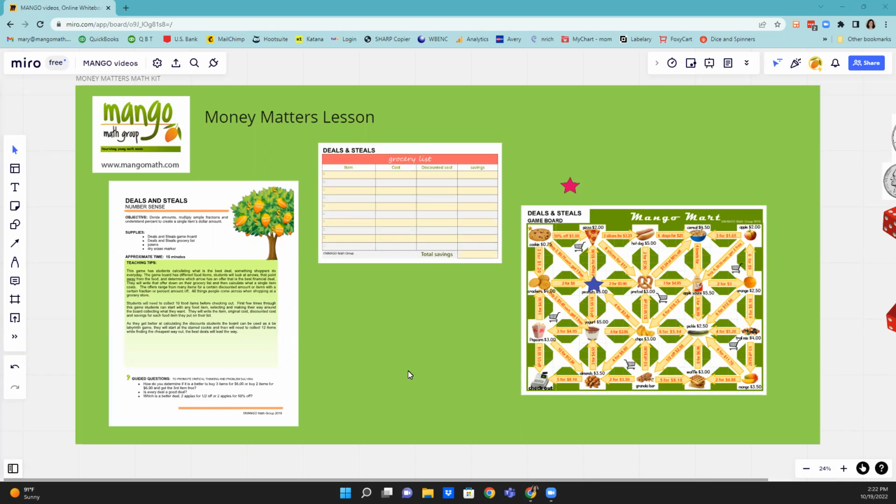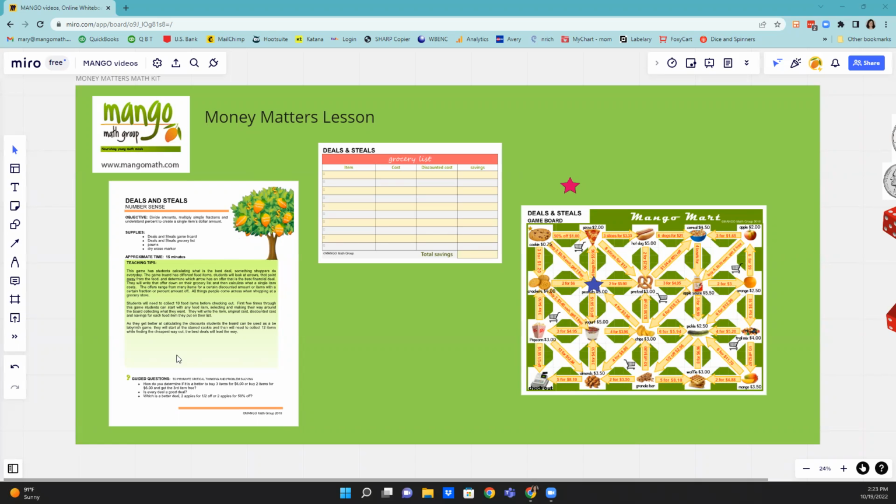So this lesson is all on deals and steals, meaning we need to figure out division of an amount, or a fractional proportion of an amount, or a percent of an amount, and figure out what our discount is and how much we've saved.